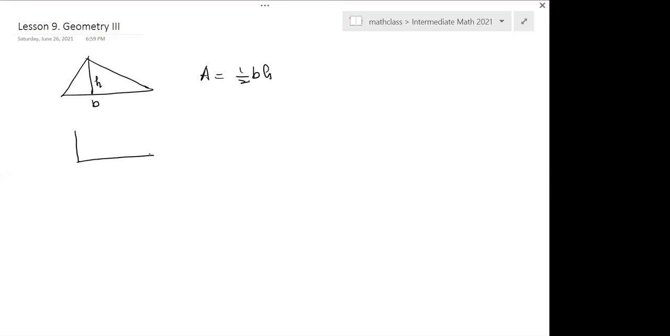Then we also have the formula for the Pythagorean theorem. This is A, this is B, that's C. If it's a right triangle, then C squared equals A squared plus B squared. So everybody knows these two formulas, right?